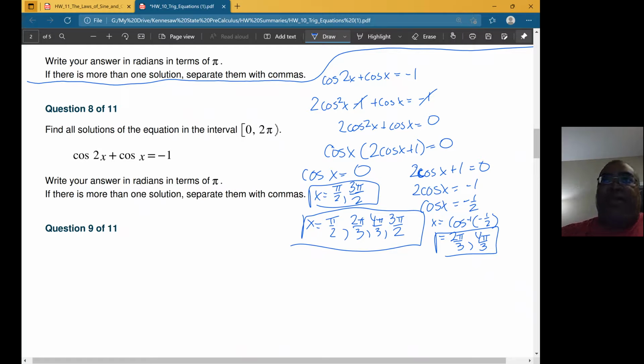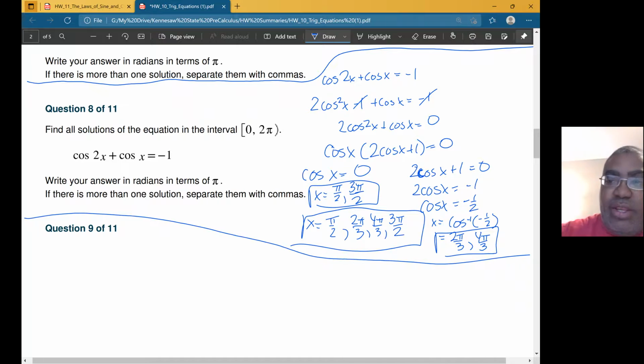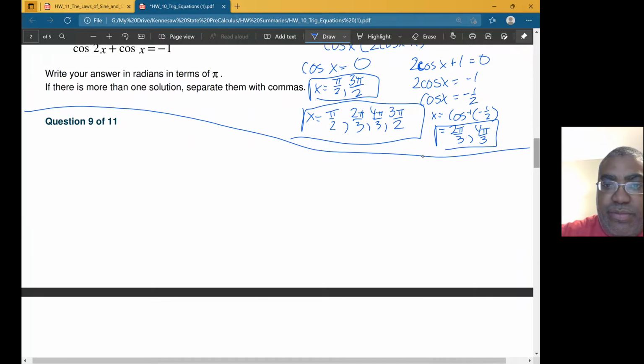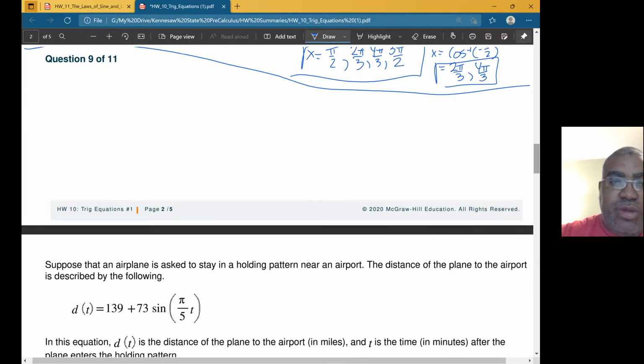All right. Number 9 is the one that I've been waiting for. There is a degree of challenge to this problem, but hopefully I can explain it so that it makes it easy, or easier, for you. Suppose an airplane is asked to stay in a holding pattern near an airport. The distance of the plane to the airport is described by the following formula.